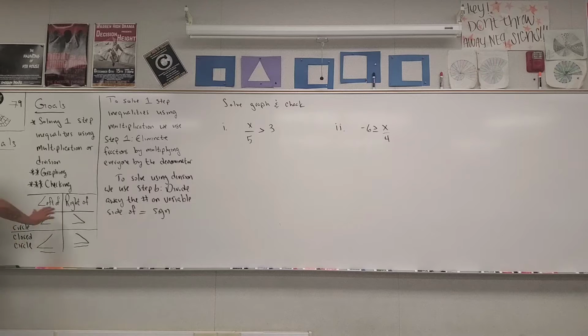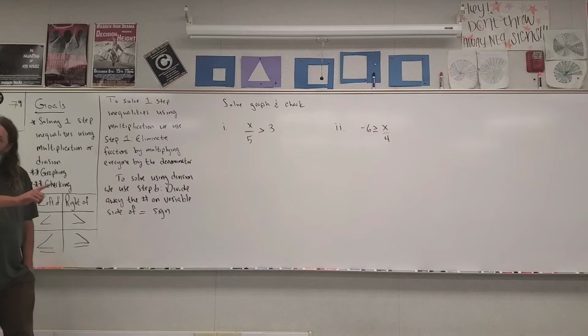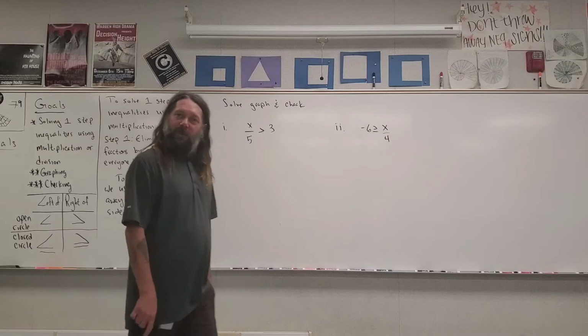Now right here I just have a little bit of a review of what the symbols mean. This symbol means left of and it's an open circle. This symbol means left of and it's a closed circle. This symbol means right of and it's an open circle. This symbol means right of and it's a closed circle. Remember, closed circles are shaded in and solutions are the shaded part of the inequality.